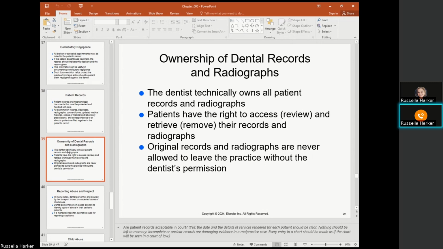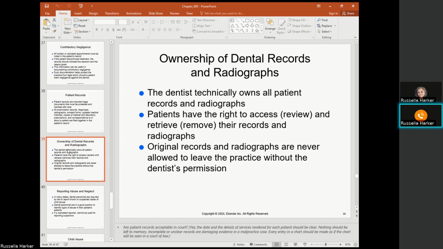You're not going to see all of your patients every day and then go and write up or type up all of your charts later on. You're going to make your chart entries as you are seeing your patients so that you don't forget any details. You think that a detail is minor, but nothing is minor. All of the details are major and everything is important. Nothing should be left to memory. Incomplete or unclear records are damaging evidence in a malpractice case. It could be the difference in the outcome of the case. So every entry in a chart should be made as if it's being seen in a court of law.